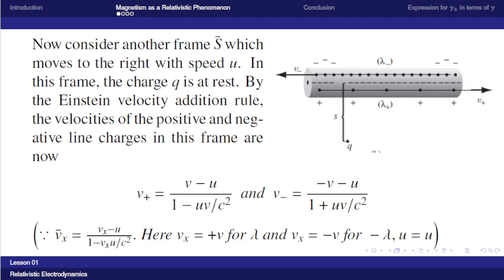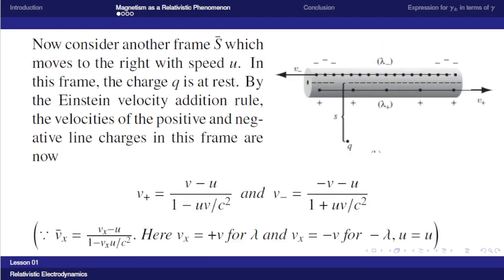If we look at the magnitude, it can be written as V plus is (v minus u) by (1 minus uv by c square), and V minus is (v plus u) by (1 plus uv by c square). In magnitude it can be taken as v plus u. So in a textbook you may see it as v plus u. There is no problem in the calculation, since we will be taking only v square. Whether it is direction or magnitude, it doesn't matter, the result will be the same.